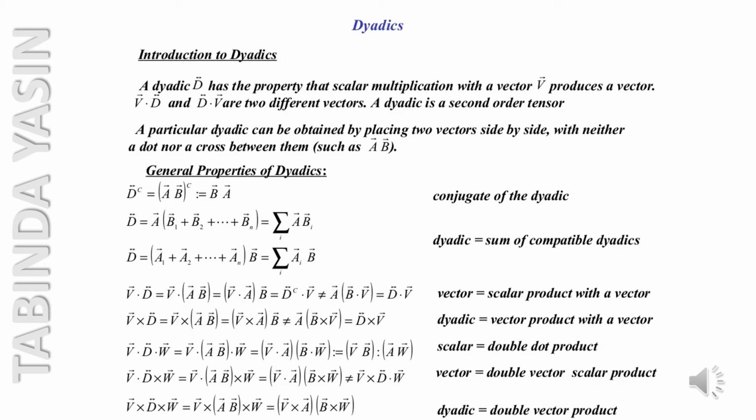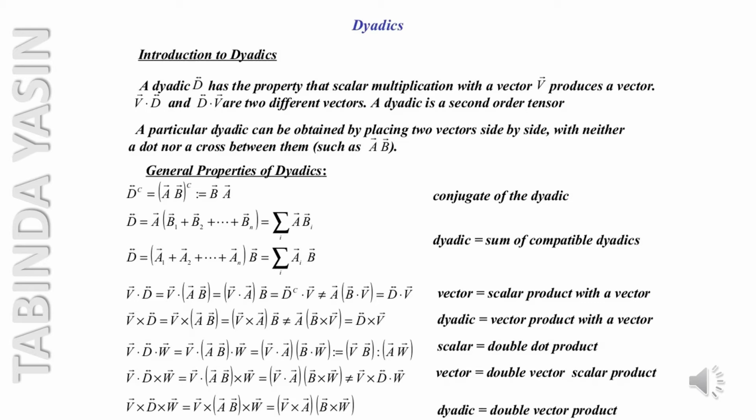A particular dyadic can be obtained by placing two vectors side by side with neither a dot nor a cross between them, such as A vector B vector. It means that it is a dyadic. We do not place a dot or a cross, and two vectors written side by side is a dyadic. Now the general properties of a dyadic: the dyadic conjugate of A vector B vector side by side is equal to B vector A vector, that is called the conjugate of the dyadic.